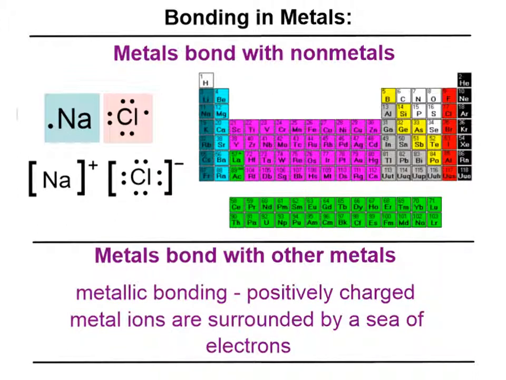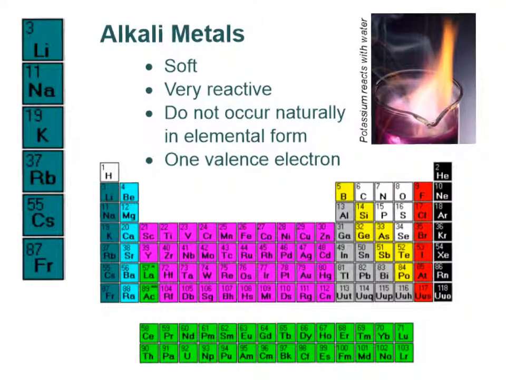Metals can bond with other metals as well. If they do that, it's called metallic bonding. And in metallic bonding, positively charged metal ions, because metals tend to lose electrons, and they become positively charged ions, are surrounded by a sea of electrons, and that's what ends up happening in a metallic bond. So let's take a look at some of these individual elements.